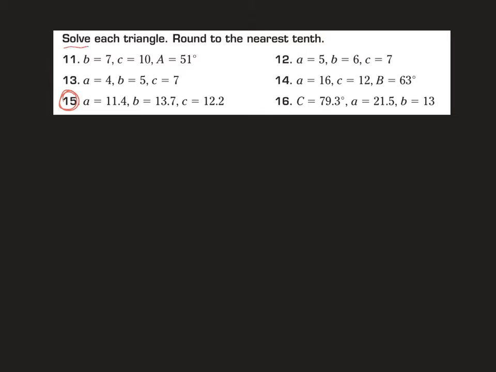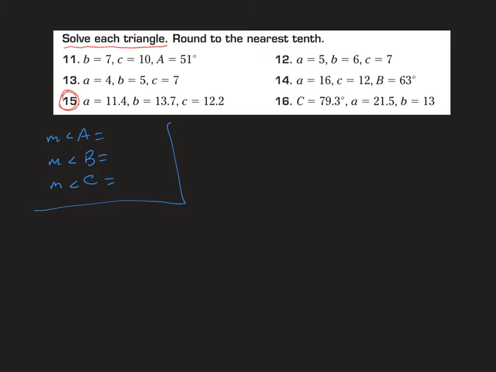We are asked to solve each triangle, and so that means we're basically looking for the three angles because I already have the three sides. So I'm looking for the measure of angle A, the measure of angle B, and the measure of angle C. And as you know, we're going to use the law of cosines to do that. So let's start by getting angle A first because it's first in the alphabet.